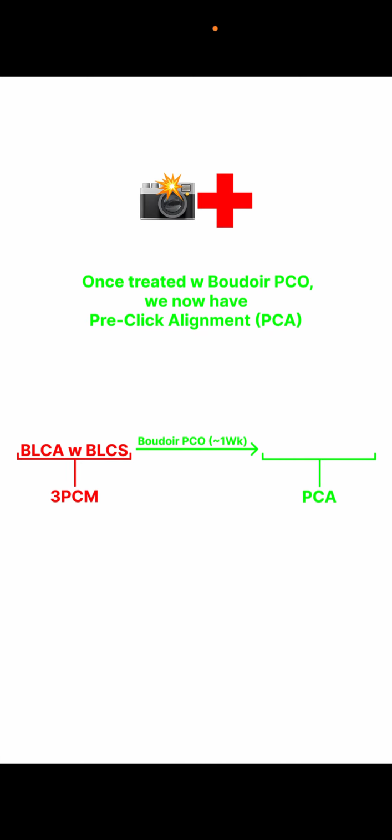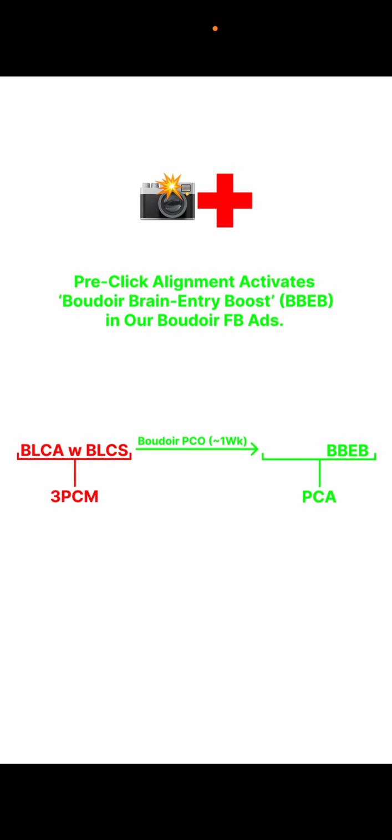Every single time it's been the one treated with Boudoir Pico, but this is kind of the game plan here. Once treated with Boudoir Pico, we now have pre-click alignment, so PCA. So we get rid of the 3 pre-click mistakes, we get pre-click alignment with female psychology and how they use the social media newsfeed to either stay and click on an ad or scroll on by. And pre-click alignment activates Boudoir brain entry boost in our Boudoir Facebook ads. Basically what that means is we get our unique CTR above 6%. So we boost and get our Boudoir Facebook ads into women's brains. And again, that's the only chance they will ever purchase from us.